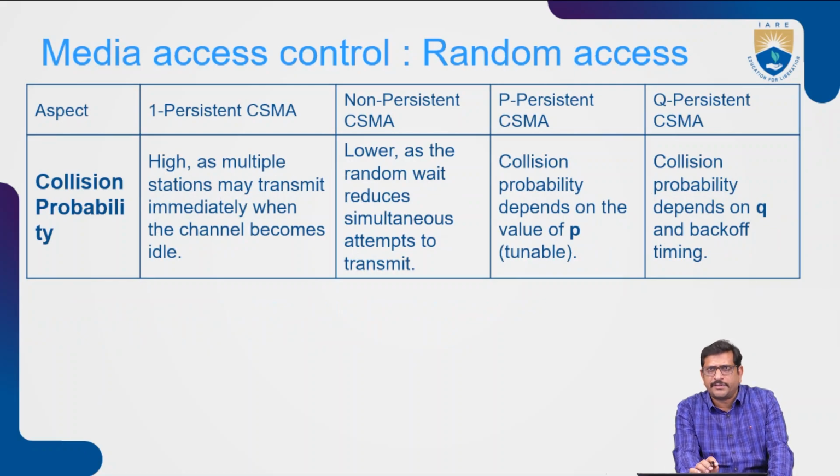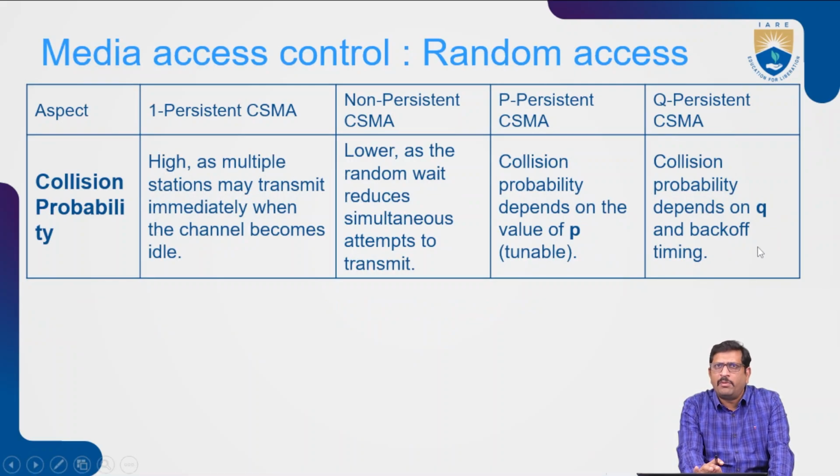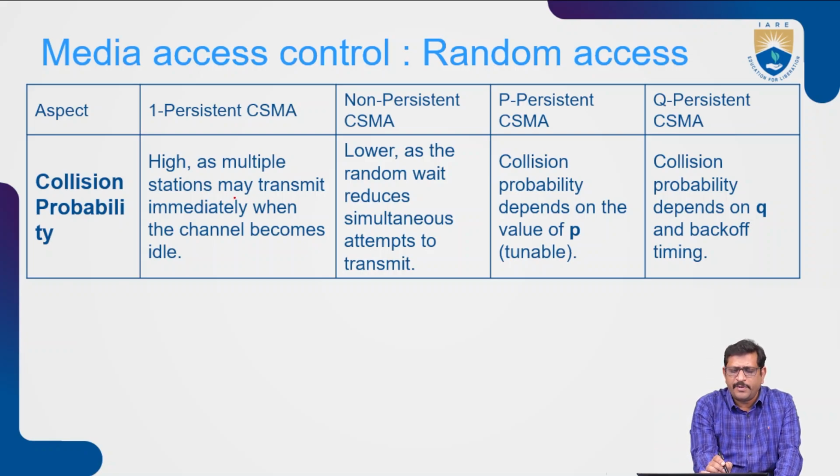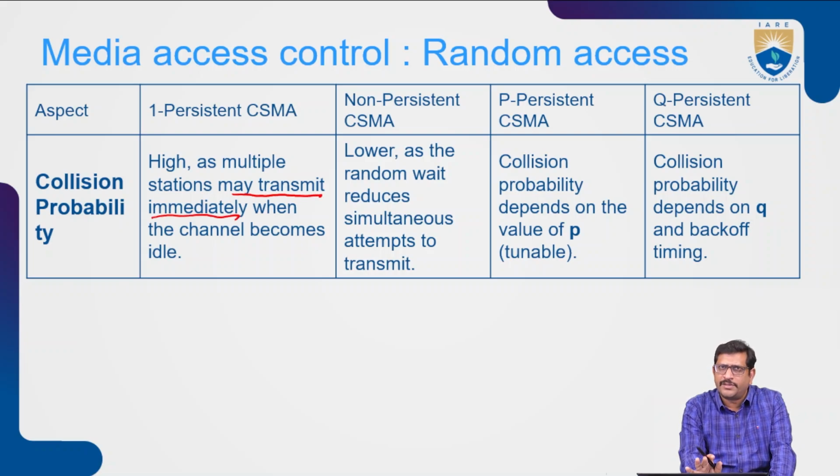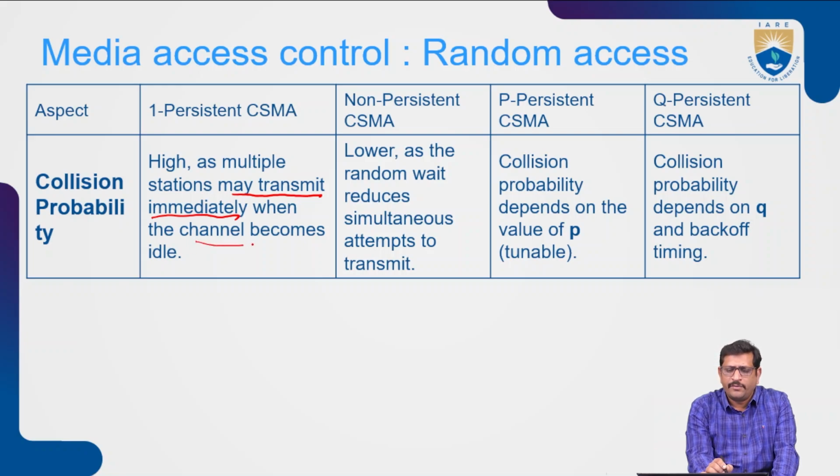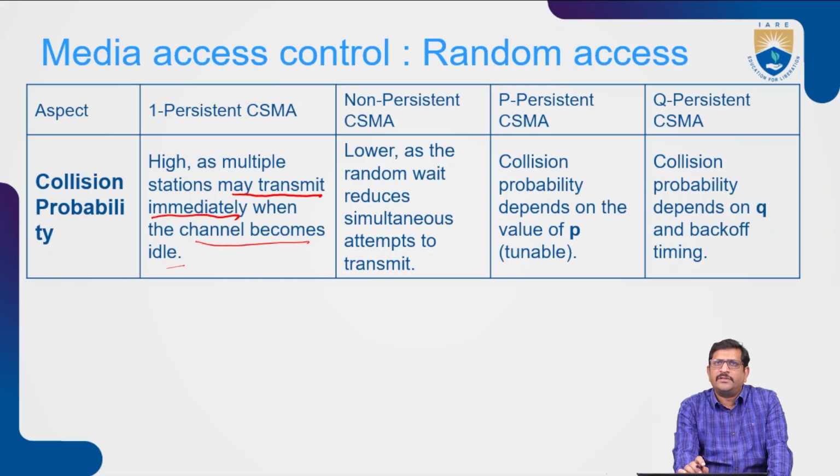Now the collision probabilities. In 1-persistent CSMA, the collision probability is very high. Why? Because multiple stations, devices or workstations, may transmit immediately at the same time. When the channel becomes idle, all the waiting stations transmit immediately. That is why the collision probability is very high in 1-persistent CSMA.